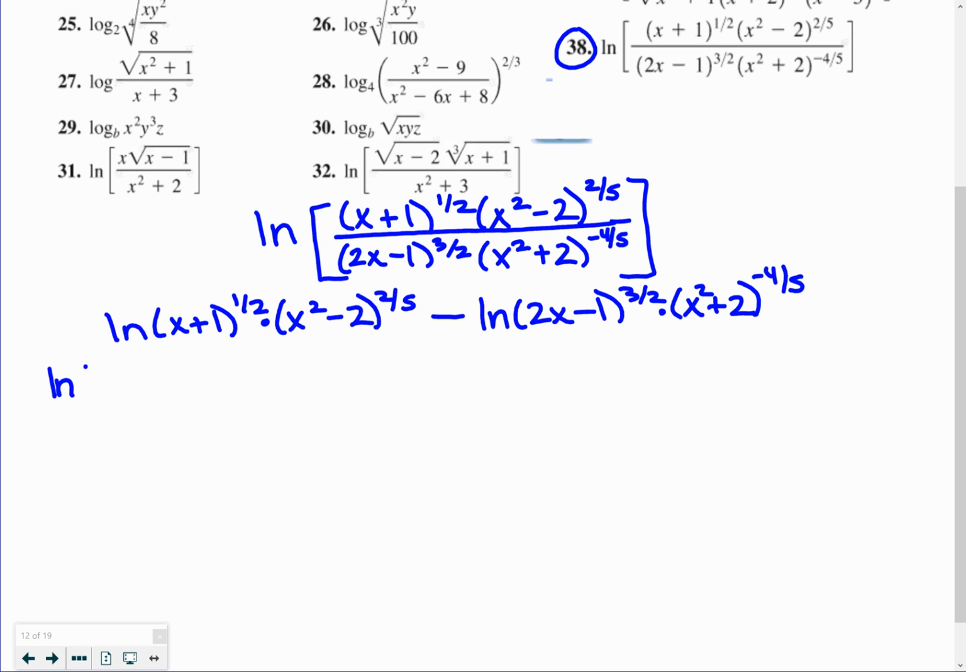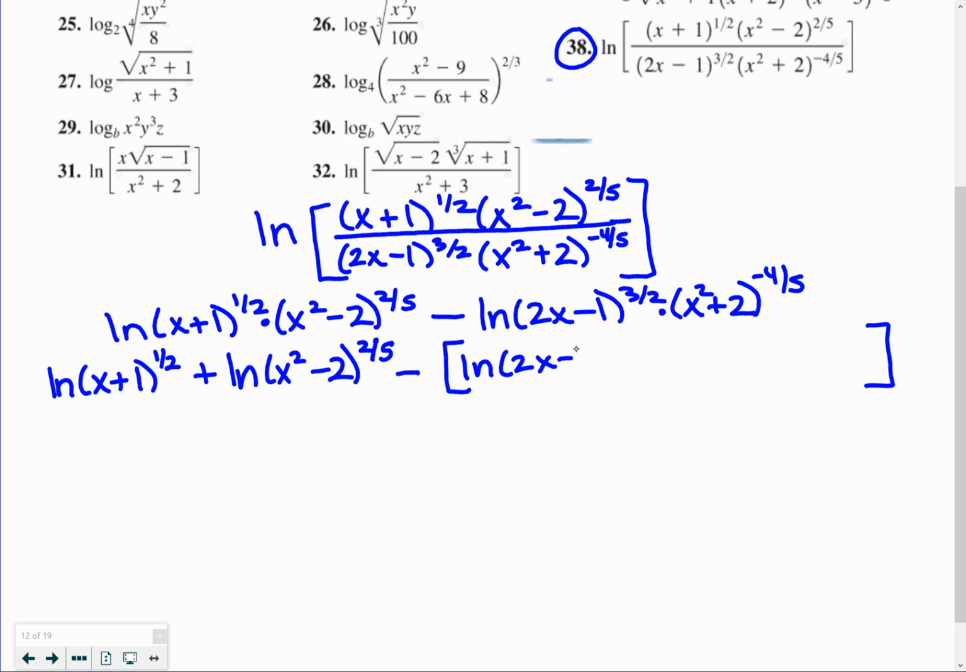So I'm going to have natural log x plus 1 to the 1/2 plus, notice everything's a natural log. That's never going to change, whatever log base you start with. Natural log x squared minus 2 to the 2/5. There we go. Now be careful on this next little group here. That minus is going to apply to both natural logs that we're going to create. So I'm going to put a bracket there. Natural log 2x minus 1 to the 3/2 plus natural log x squared plus 2 to the negative 4/5.